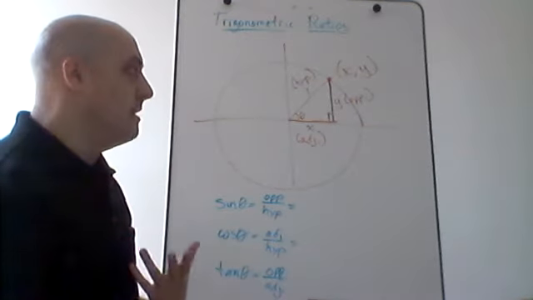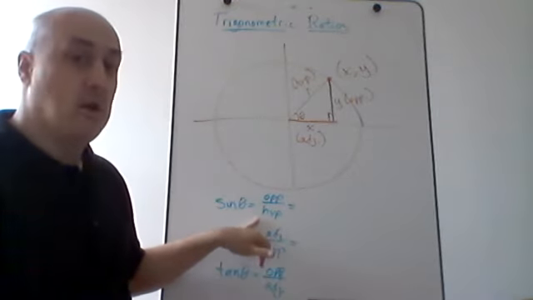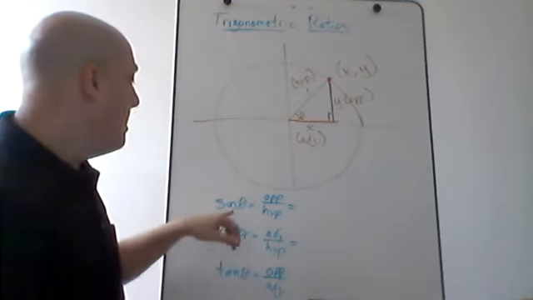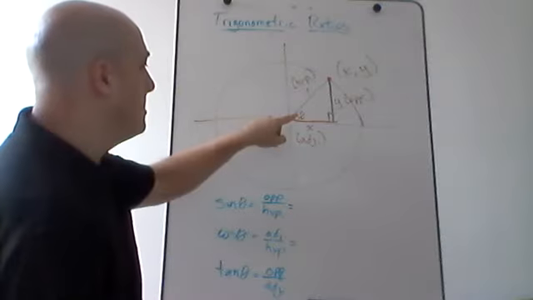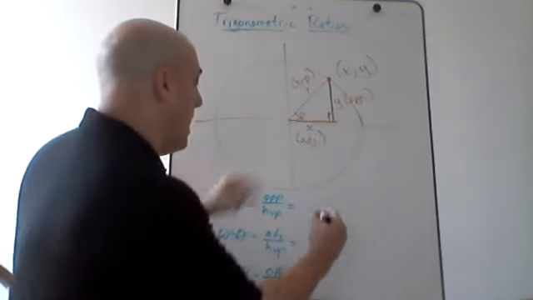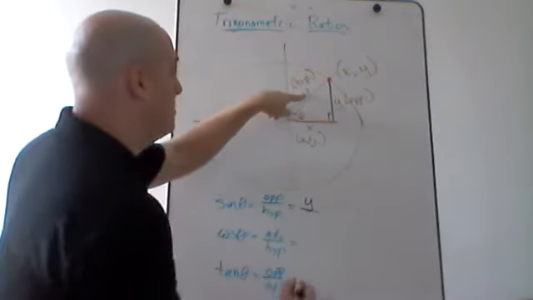So if I use the definitions we just talked about with the right triangle, the sine of theta is the opposite over the hypotenuse. While the opposite side from my angle theta is y, the hypotenuse is 1.